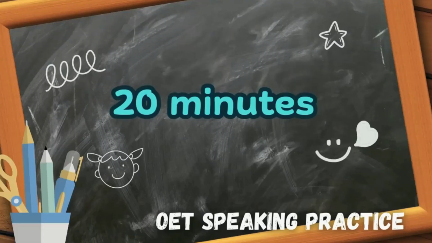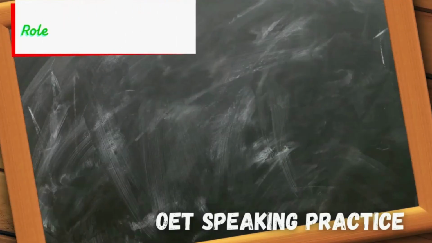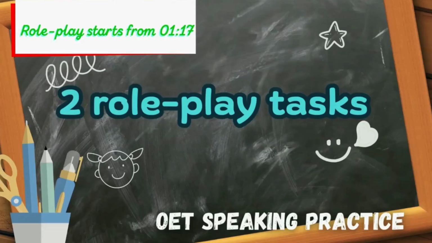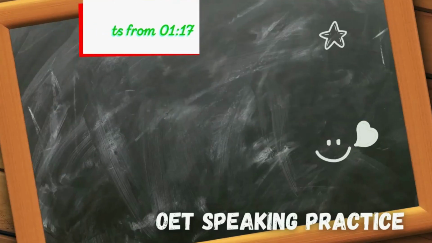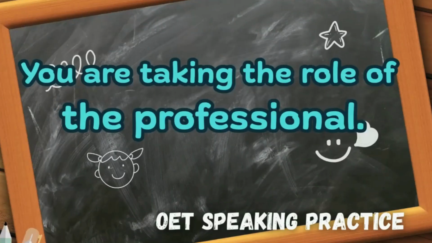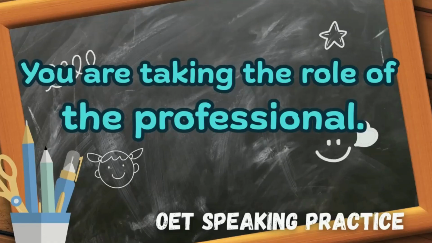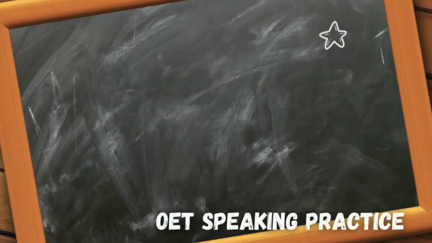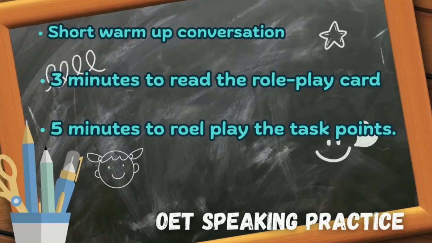The speaking test takes around 20 minutes. There are 2 role-play tasks for each profession. In each role-play, the candidate takes the role of the professional, while the interlocutor takes the role of a patient, a client, or a patient's relative or carer. Before beginning the assessment, there is a short warm-up conversation with the interlocutor.